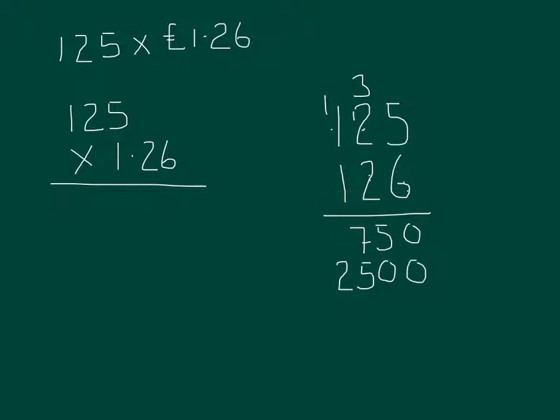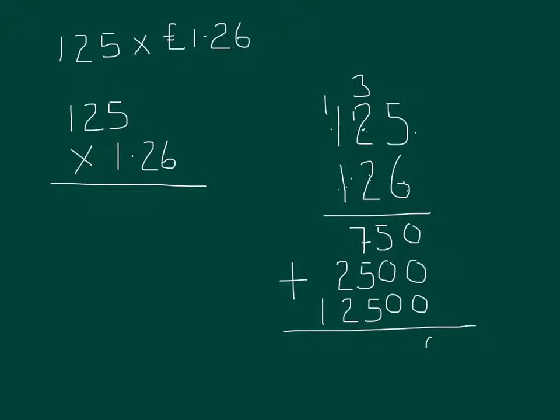And because we deal with the hundreds, we put 2 zeros, like so. 1 times 5 is 5. 1 times 2 is 2. 1 times 1 is 1. It's simple enough. Now all you've got to do is just add these up.